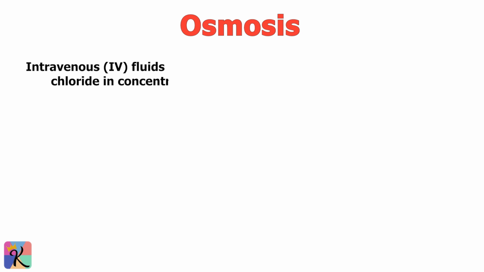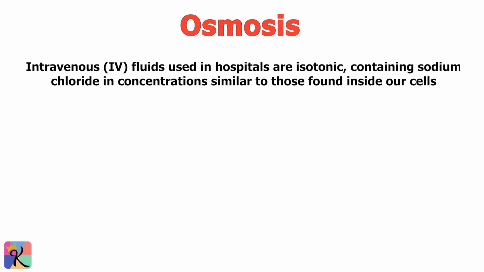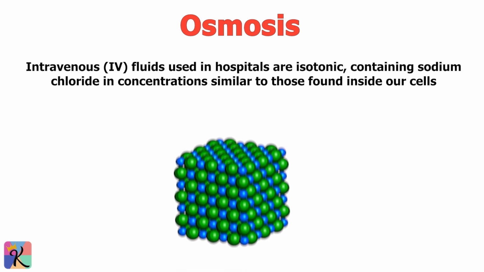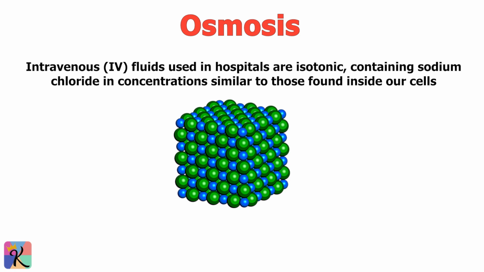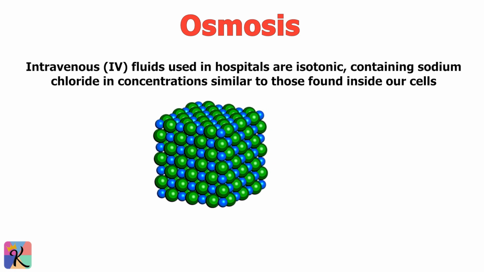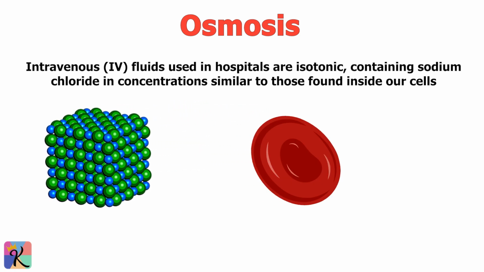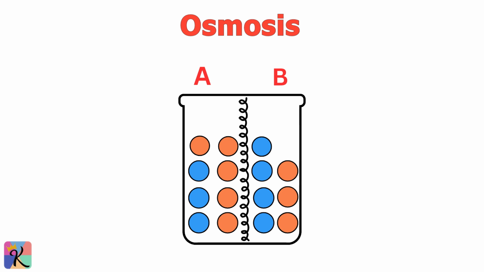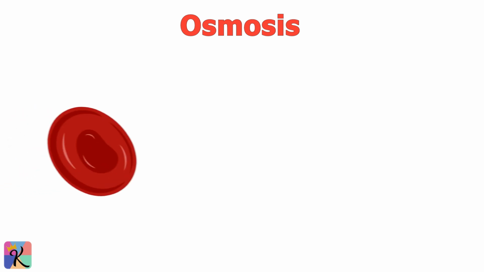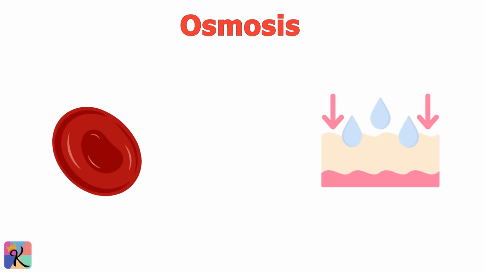This is why intravenous, IV, fluids used in hospitals are isotonic, containing sodium chloride in concentrations similar to those found inside our cells. This way, the net movement of water in and out of the cell is zero, and the cells remain healthy and happy. So, the fundamental idea behind osmosis is that water molecules move from an area with low solute concentration to an area with high solute concentration until both sides reach equilibrium. This process helps regulate everything from the water balance in our cells to nutrient absorption in our bodies.